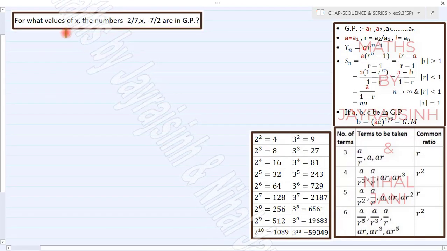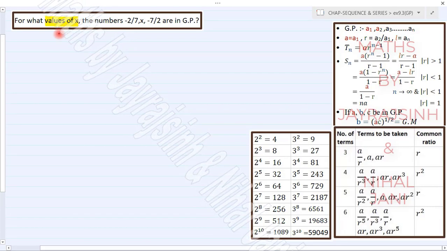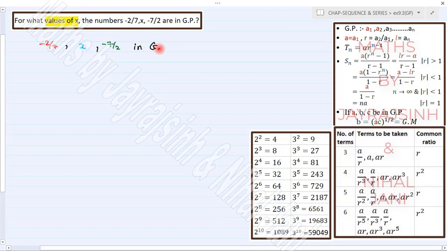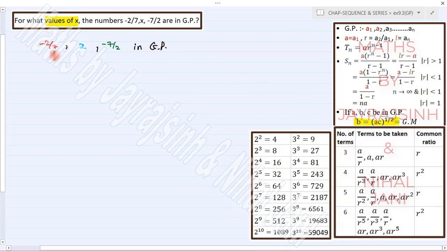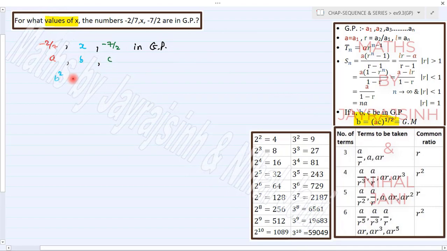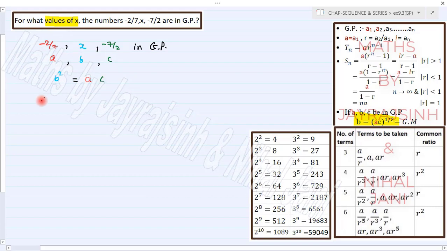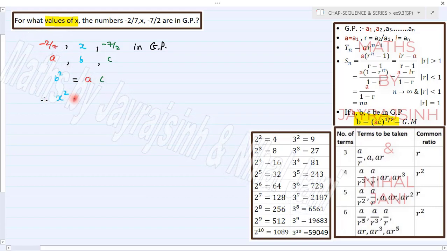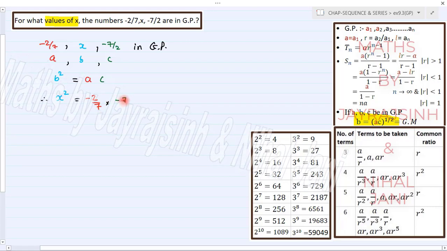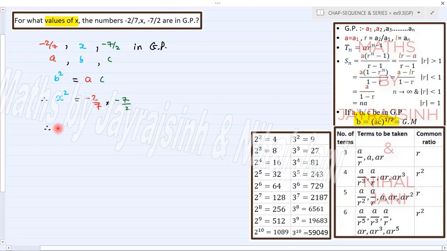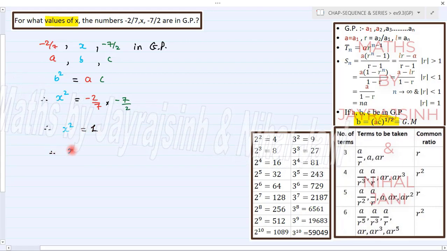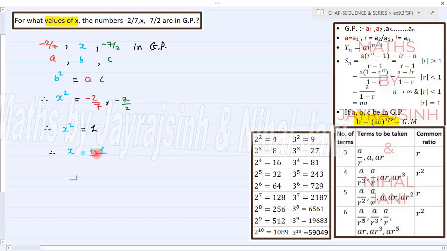In this question, you have to find the value of x, for which your given sequence should be in GP. So the necessary condition for the terms a, b and c is b square is equal to ac. Here b is x, a is -2 by 7 and c is -7 by 2. So here we'll get x square is equal to 1, or we can say x must be plus or minus 1.